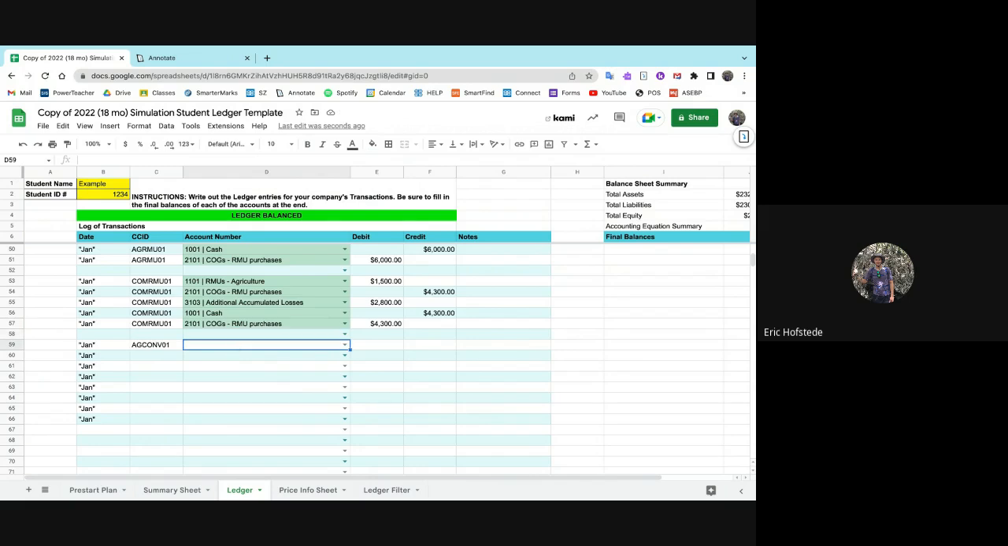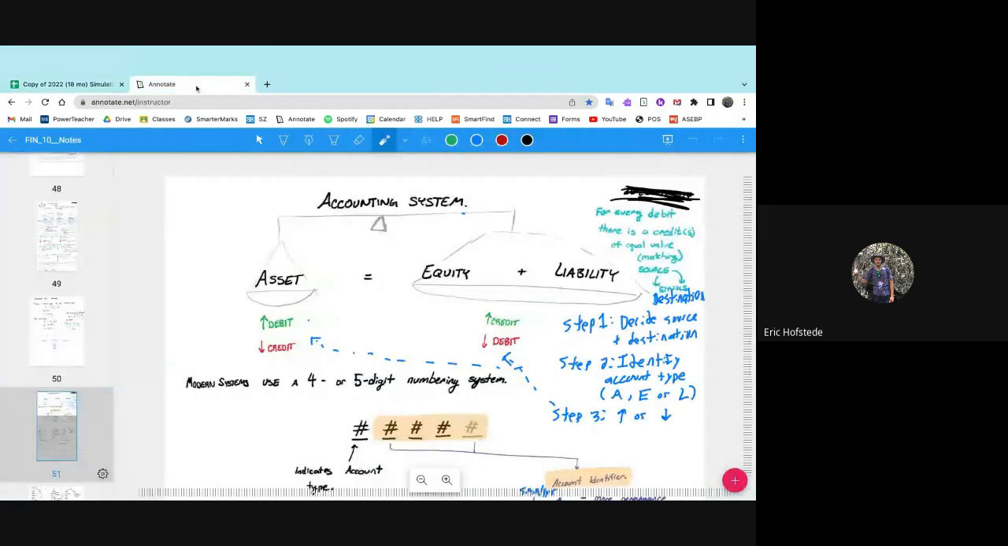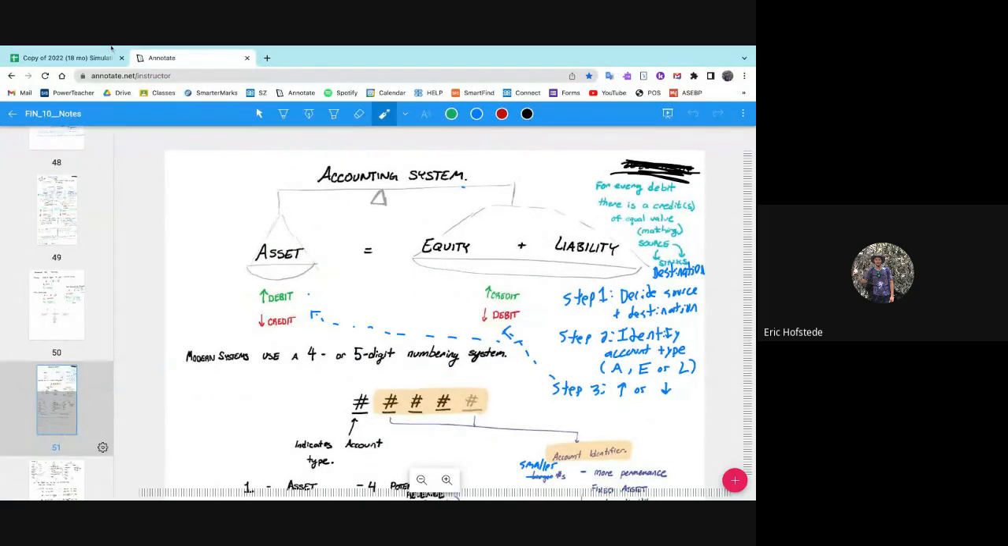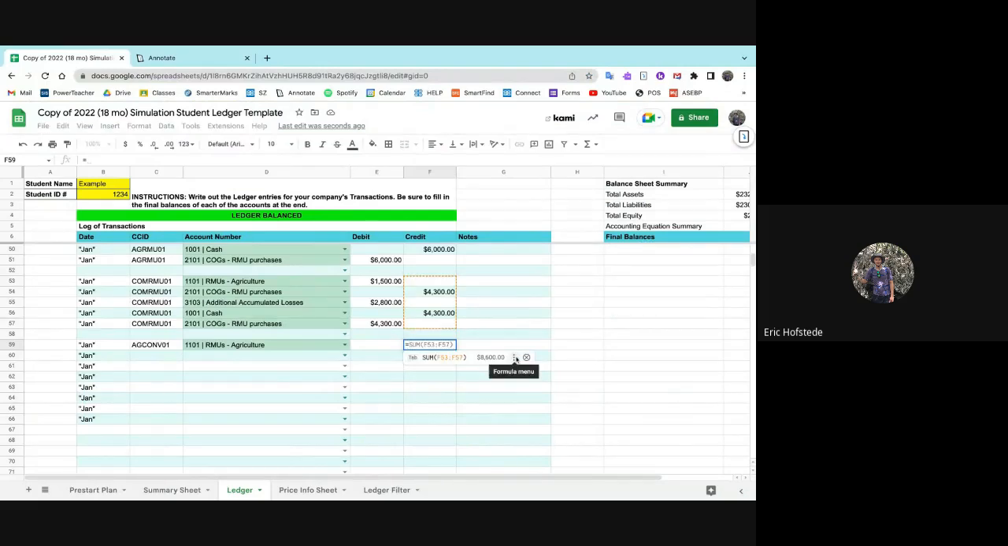Well, first thing, I'm going to lose my RMUs. In my case, I'm starting with my agriculture. I lost my full 12 commerce RMUs. So I would need to credit, which is how I get rid of my assets, how my assets go down, and I'm getting rid of 12 of them to make 4 FIUs. So this is going to be 12 times their book value. Always use your book value of $300 when you're doing anything in these RMU accounts starting with a 1. That's reserved for our book value.